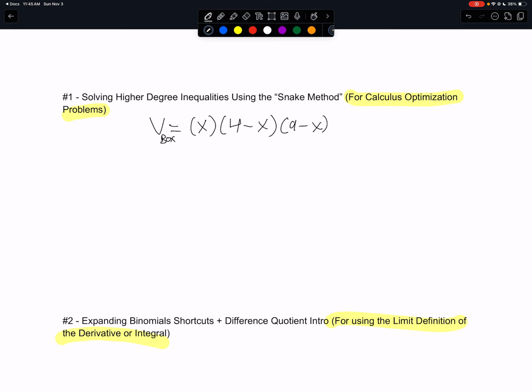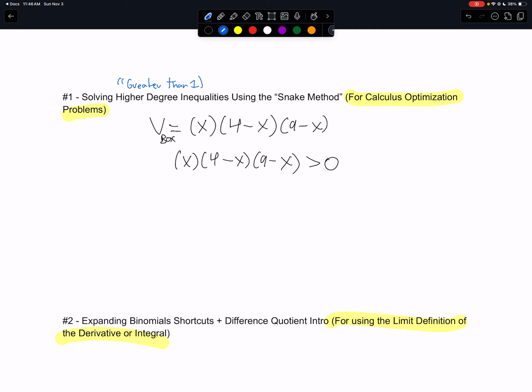So in order to do that, we need to have the inequality. We just need to have this volume expression always be greater than 0. So just x times 4 minus x times 9 minus x must be greater than 0. Okay? And of course, this will be a higher degree inequality. What I mean by that is a degree greater than 1.